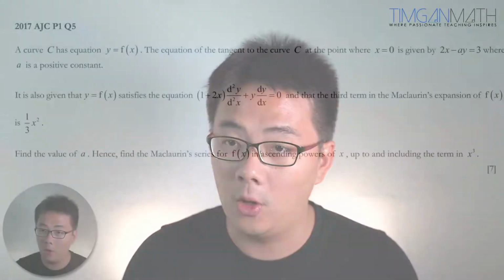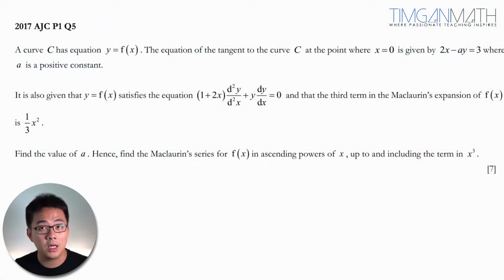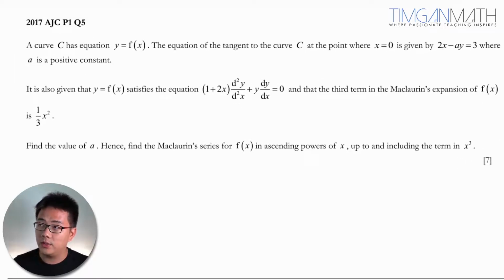Hi students, let's look at this question here, which was taken from the year 2017, the AJC P1 Q5. This question is on Maclaurin series. It's a pretty interesting question asked by one of my students. So you are told that the curve C has equation y equals f(x).